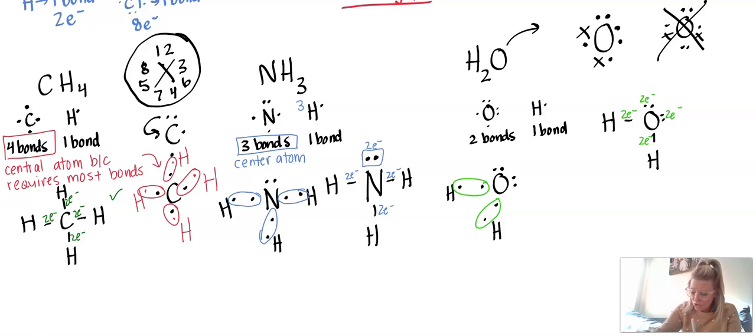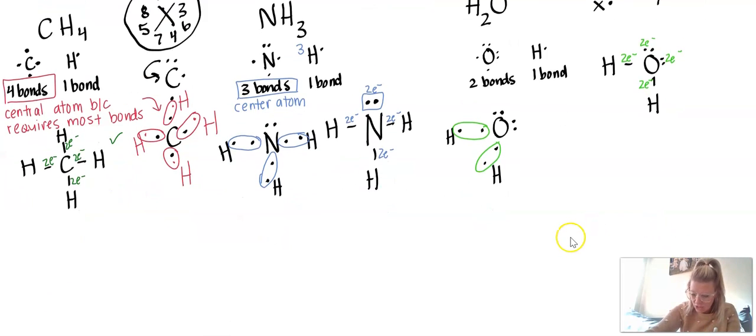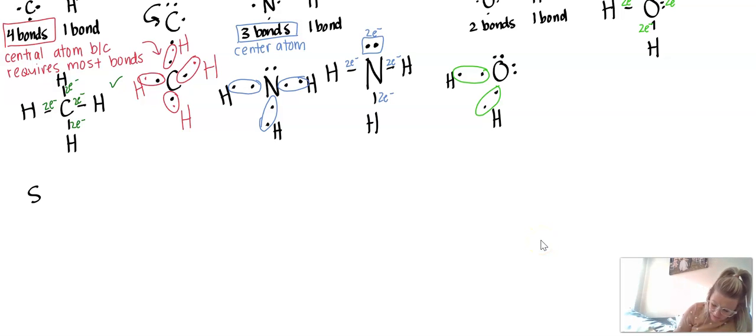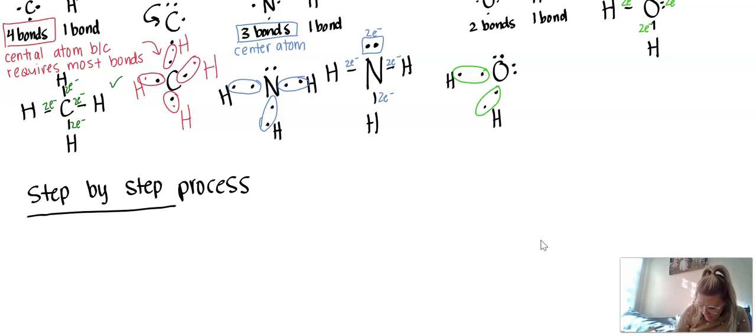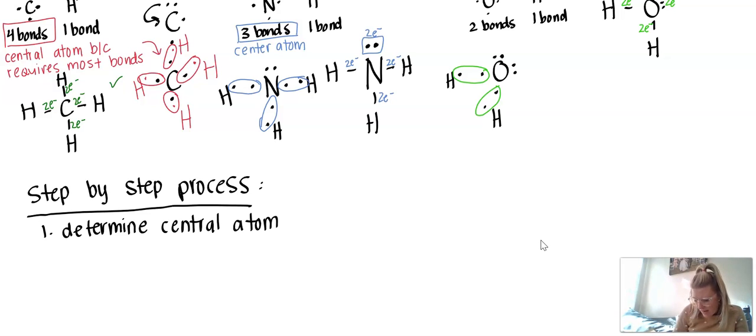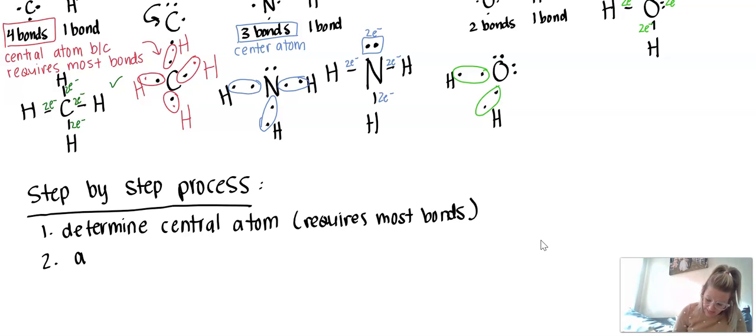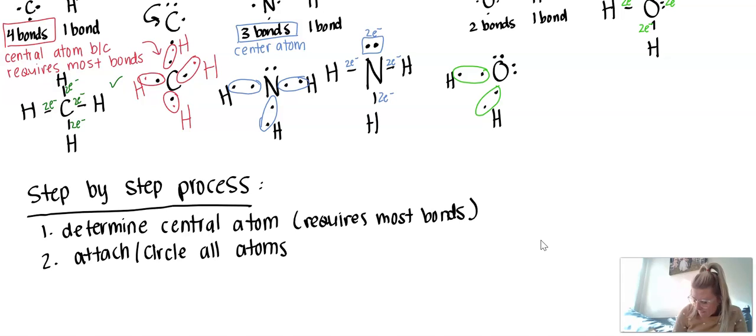What I want to go ahead and do, though, is give you a step-by-step process for how we just did this, just so you have a rule written down. So here's our step-by-step process for drawing those Lewis structures. Okay, so step 1, when we're completing this, is we're going to determine the central atom. And remember, your central atom is going to be the one that requires the most bonds. Okay. Step 2, we're going to attach and circle all atoms until the octets are fulfilled.